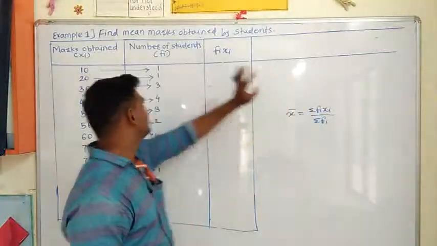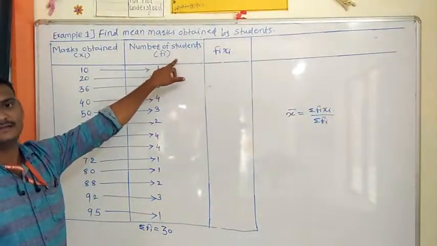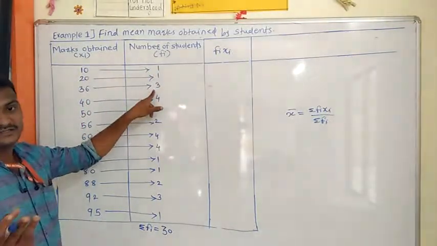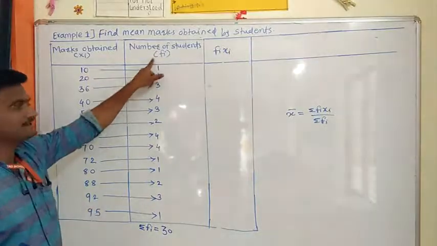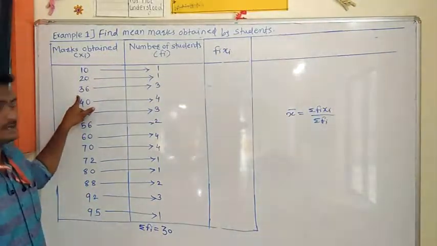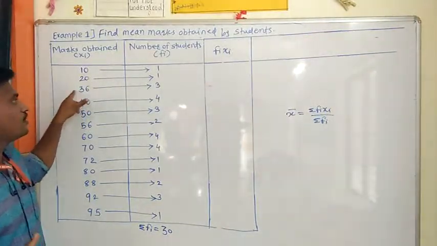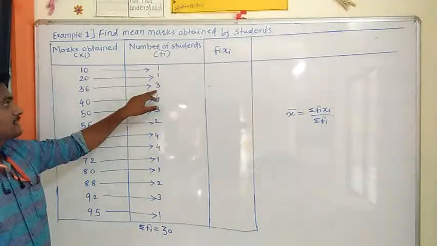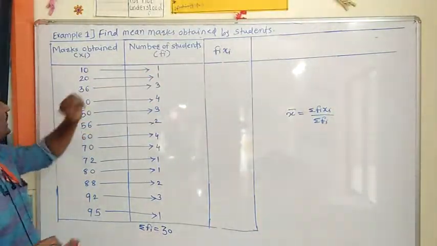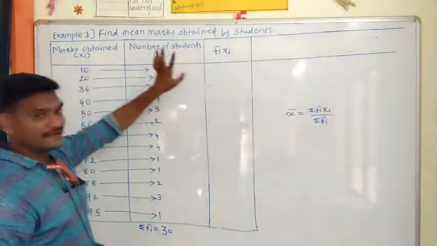We will multiply it. See here, fi is the number of students, that is the frequency. How many students got 36 marks? There are 3 students who got 36 marks, therefore it is a frequency. And this 36 is the observation, that is the marks. 36 marks, how many students got it? 3 students got it, and that is nothing but the frequency.